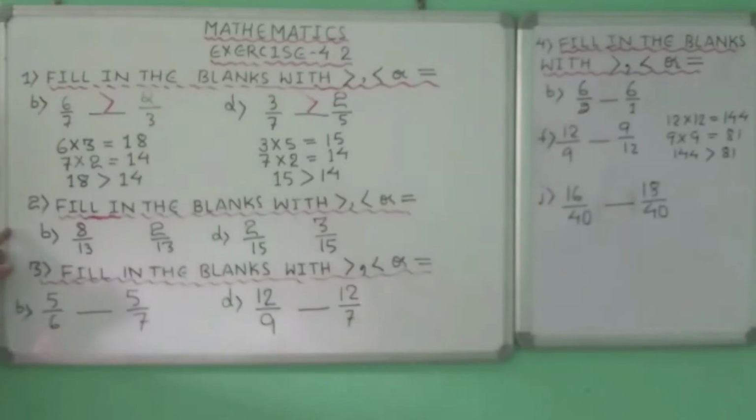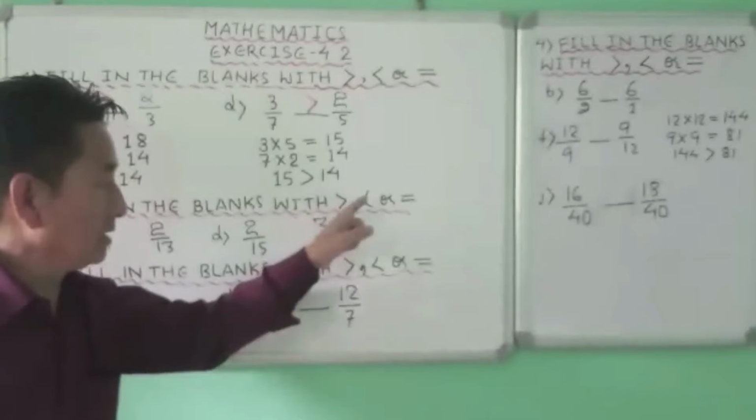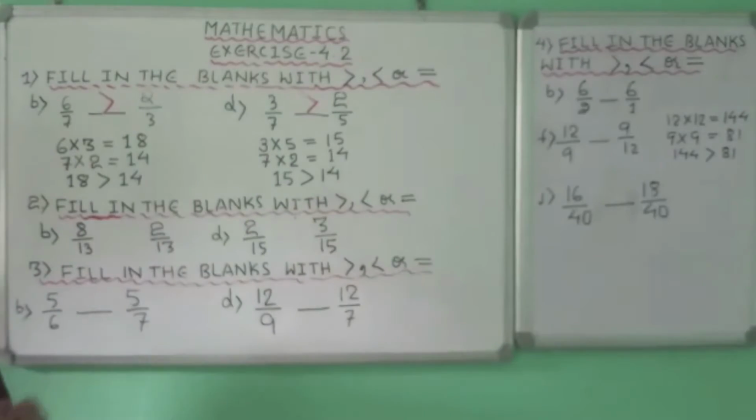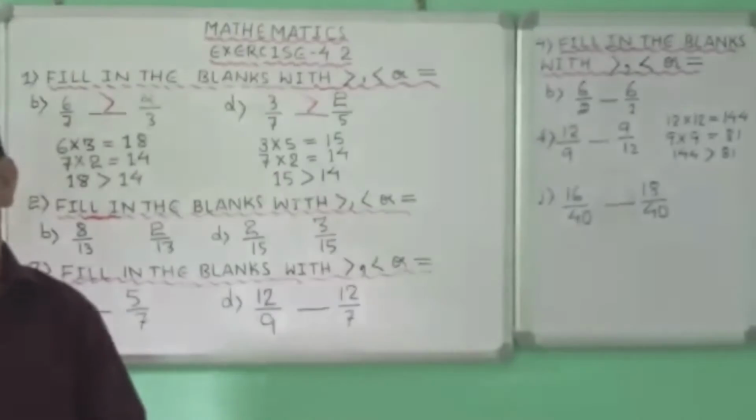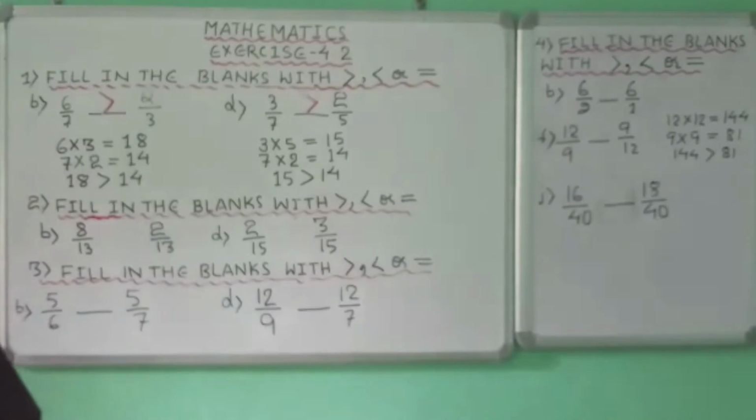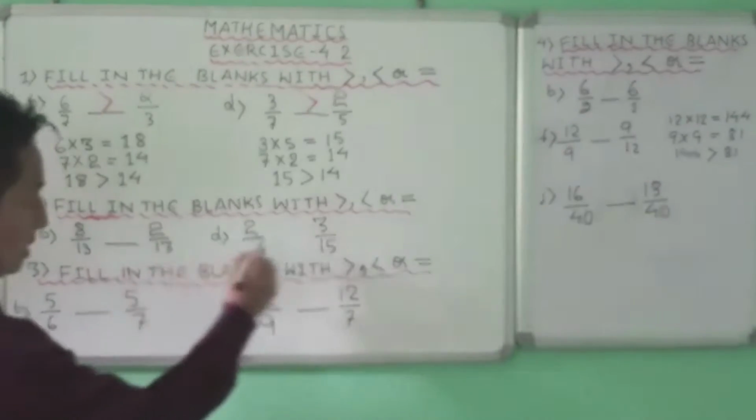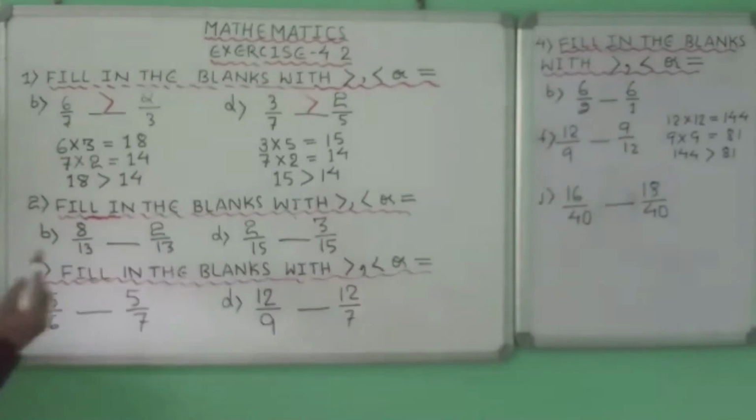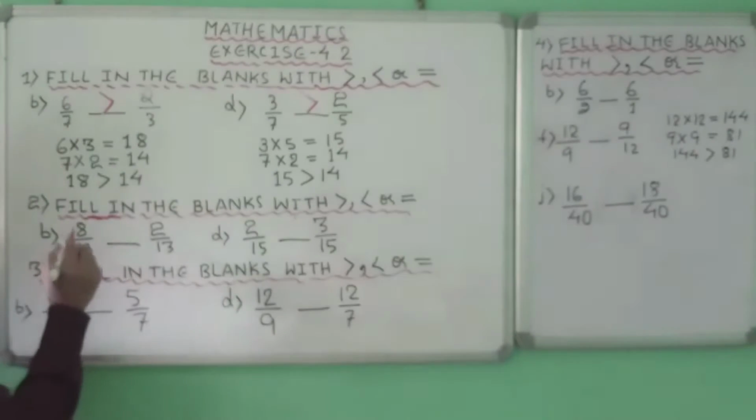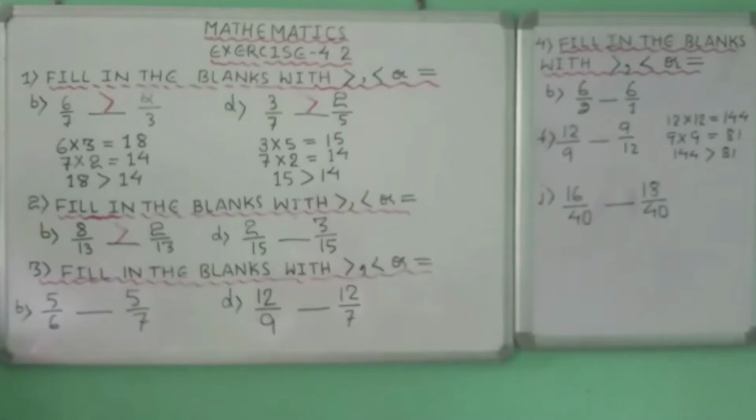Now question number 2. Fill in the blanks with greater than, less than or equal to. Here B, 8 by 13 and 2 by 13. These two are like fractions. As I already explained, fractions whose denominators are the same are called like fractions. So here 8 by 13 and 2 by 13 are like fractions. So here, omit this 13, that means 8 is more than 2. So 8 by 13 is greater than 2 by 13.